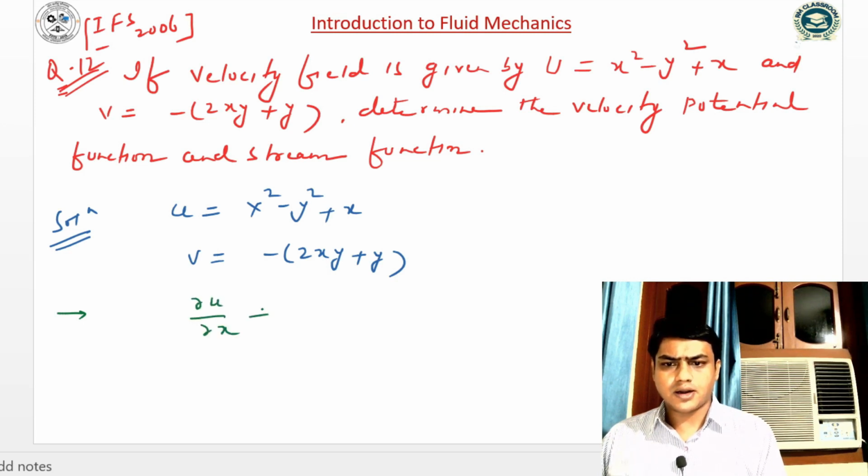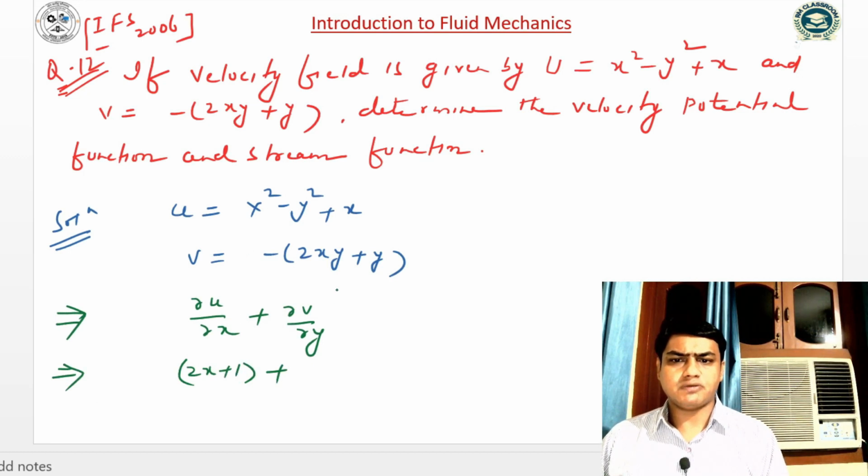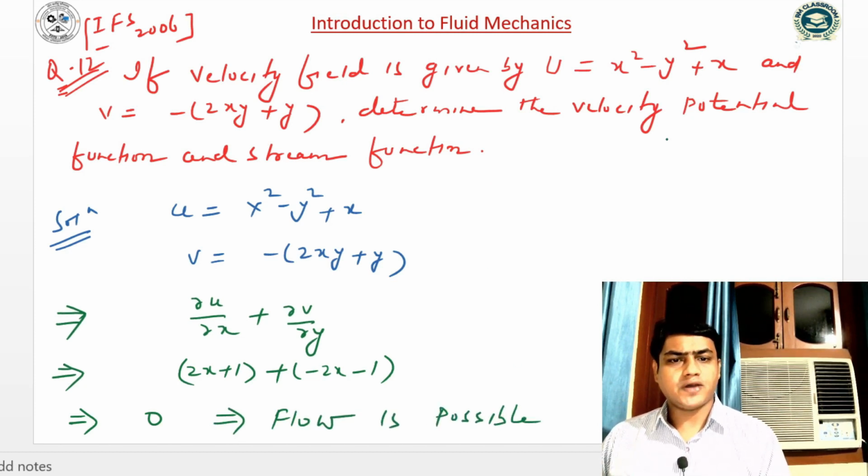So del u by del x plus del v by del y. Del u by del x will be twice x plus 1, plus del v by del y. Del v by del y will be minus twice x minus 1. So it will be 0. Means del u by del x plus del v by del y is 0, which means flow is possible. Now we have to find the velocity potential.